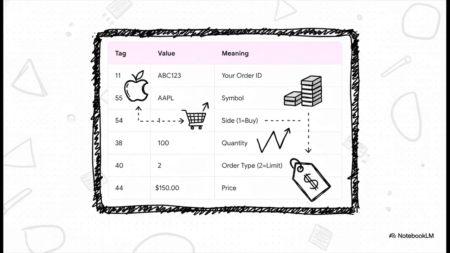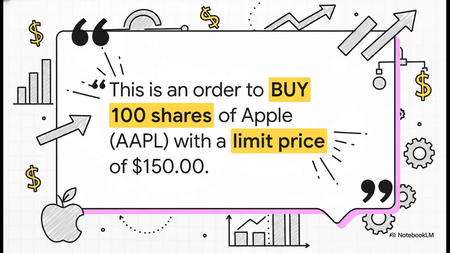How much are we buying? Tag 38 says 100 shares. And what kind of order is it? Tag 40 tells us it's a limit order, and tag 44 sets that limit price right at $150. So if we put all of that together, what does this message actually say? It's just a simple story: buy 100 shares of Apple with a limit price of $150 each. See? Once you know the key tags, you're not reading code anymore. You're reading a clear human instruction.